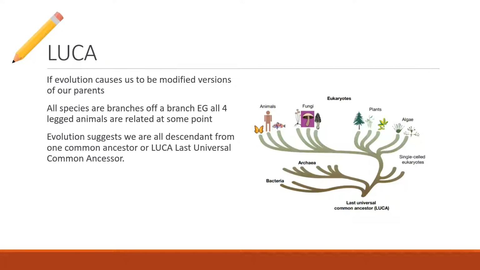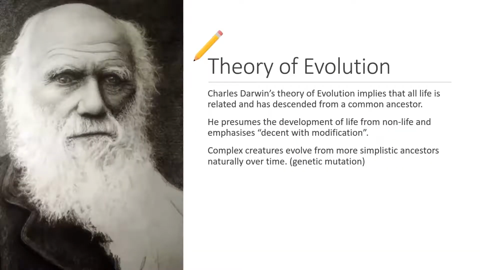And from that point, maybe one of those descendants of the universal ancestor decides to grow lungs, and one of them decides to grow roots, and that's how plants and animals get split up, and so on and so forth. So today, the theory of evolution is that as you grow older, your descendants have modifications. That's really the main thing. Complex creatures evolve from more simplistic ancestors naturally over time.